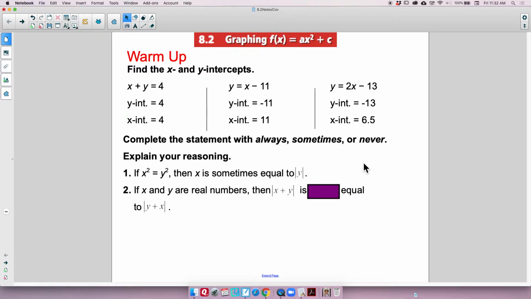Okay, number 2, if x and y are real numbers, then the absolute value of x plus y is blank equal to y plus x. That would be always. It wouldn't make a difference, right? If you add numbers in different orders, it doesn't make a difference. Okay.